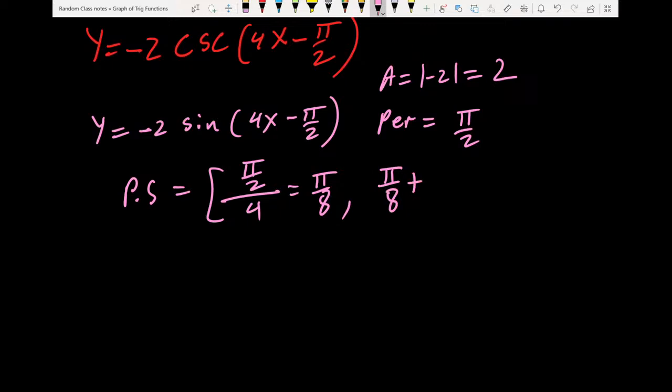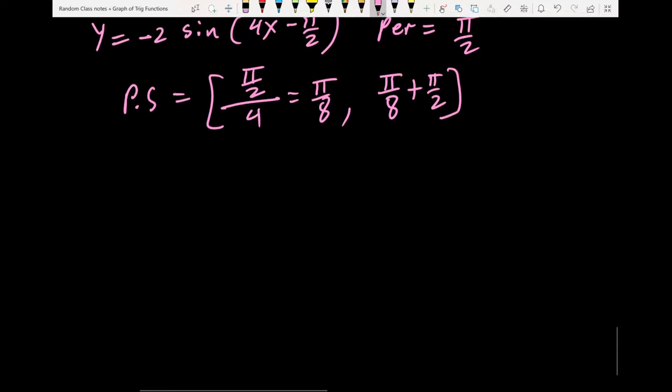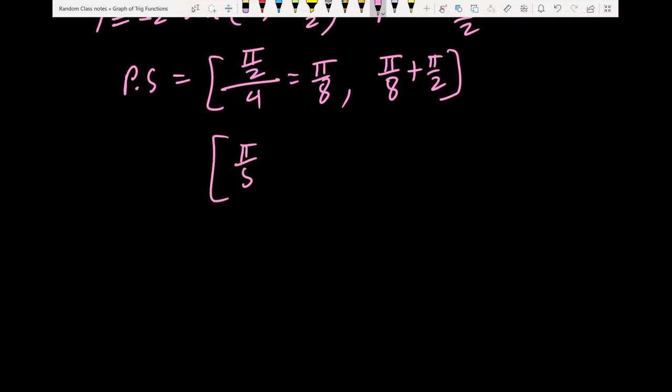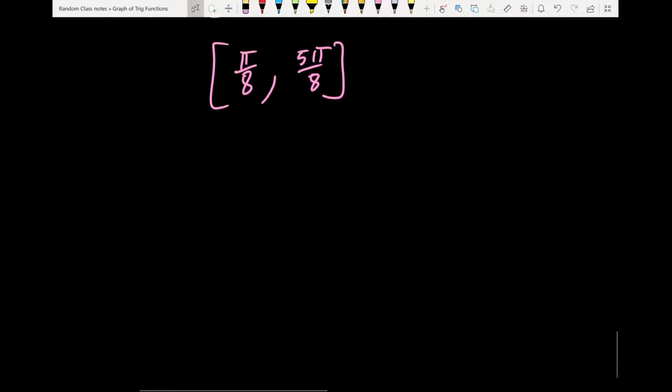Oh, let me make the problem a little bit more interesting. No, I'll do it next one. All right, pi over 8 and then pi over 2. What are those points? Pi over 8. Is that correct? Did I get that right? Dakota? Yeah? All right.